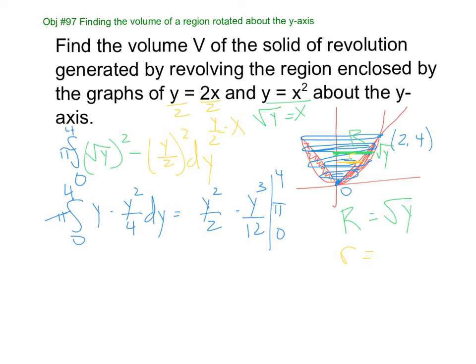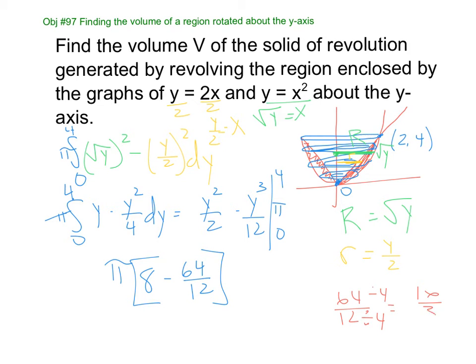All right, so we got pi times. When we plug the 0 in, we get 0, so that's nice. So 4 squared is 16. 16 over 2 is 8. 64 over 12. Ugh. I never filled this in. Y over 2. All right, so 64 over 12 divided by 4, and I get 16 over 3. So this is 16 over 3. 8 is 24 over 3. So we get 8 pi over 3 is our final answer.